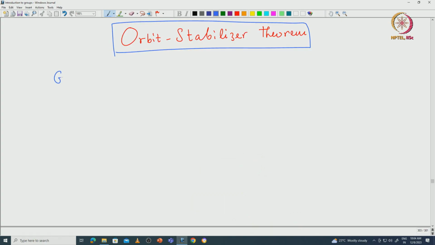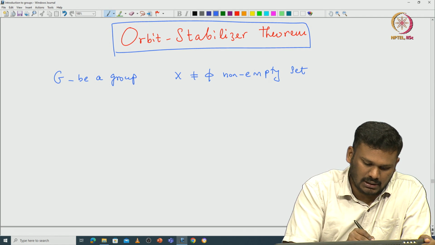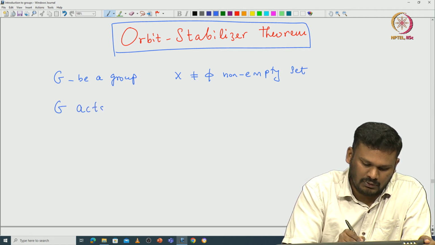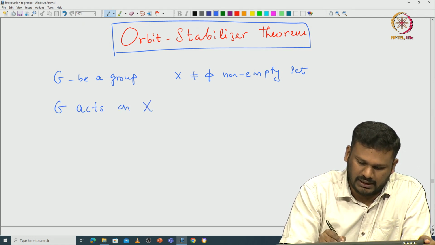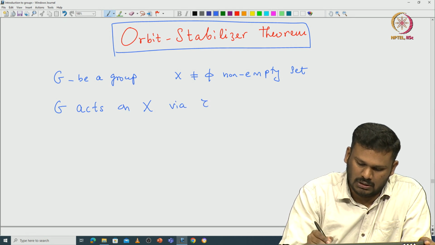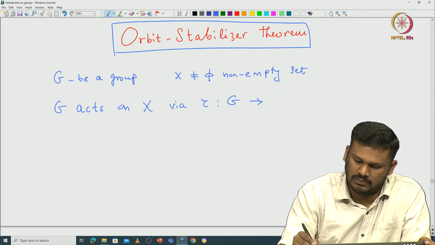As before, let us take G be a group and X be a non-empty set. So now let's say G acts on X via some group homomorphism tau. Okay, so G acts on X, let's say via tau. So what is tau? Tau is a group homomorphism from G to Sx.